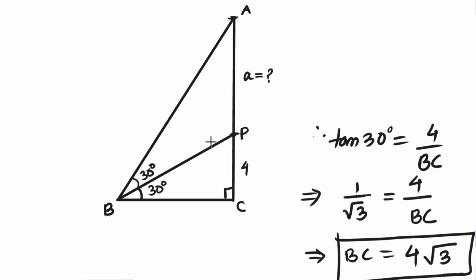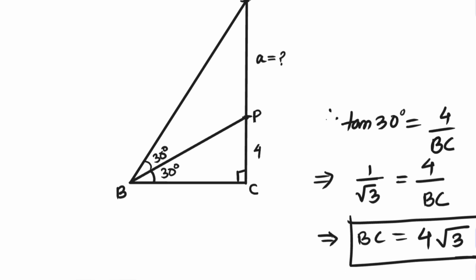Now, let's move to the larger right triangle ABC. Here, angle B is 60 degrees, so once again we use the tangent ratio. Tangent 60 degrees equals the opposite side divided by the adjacent side. The opposite side is AC, and since AC is made up of AP plus PC, its total length is A plus 4. The adjacent side is BC, which we just found to be 4 multiplied by square root of 3.